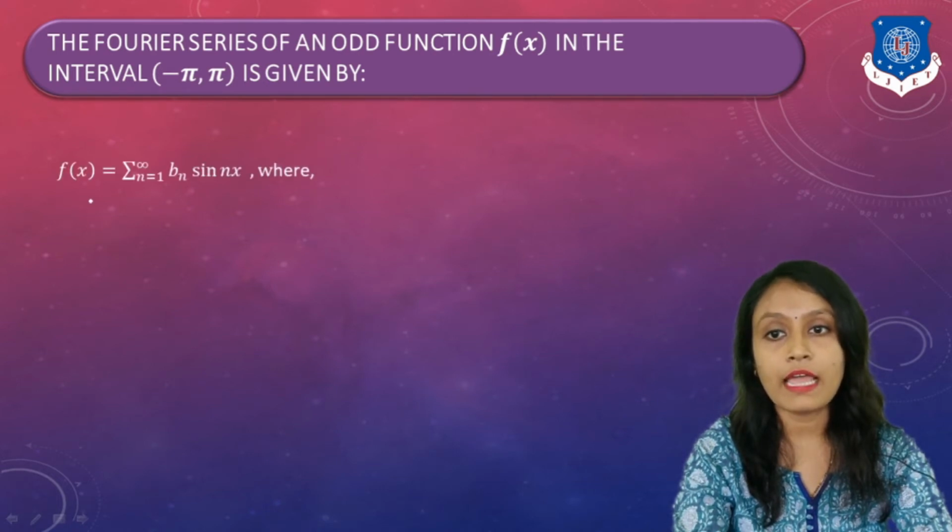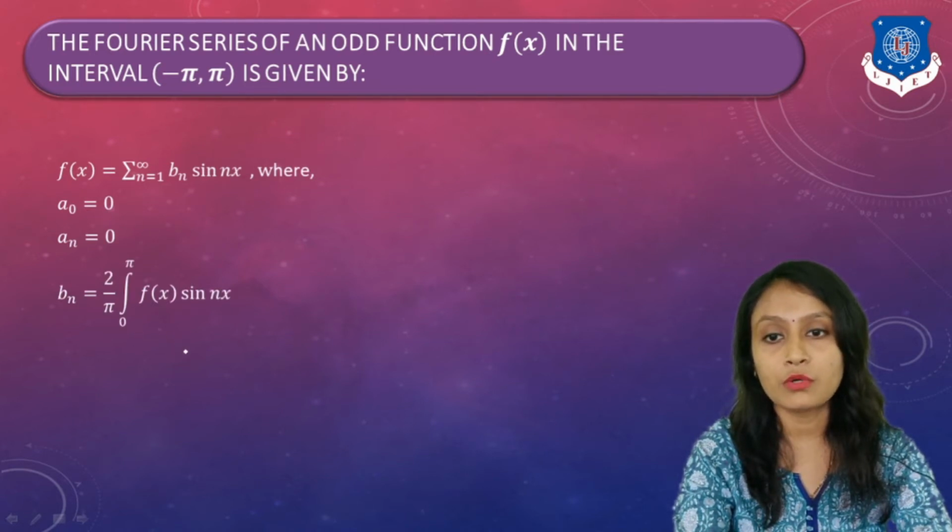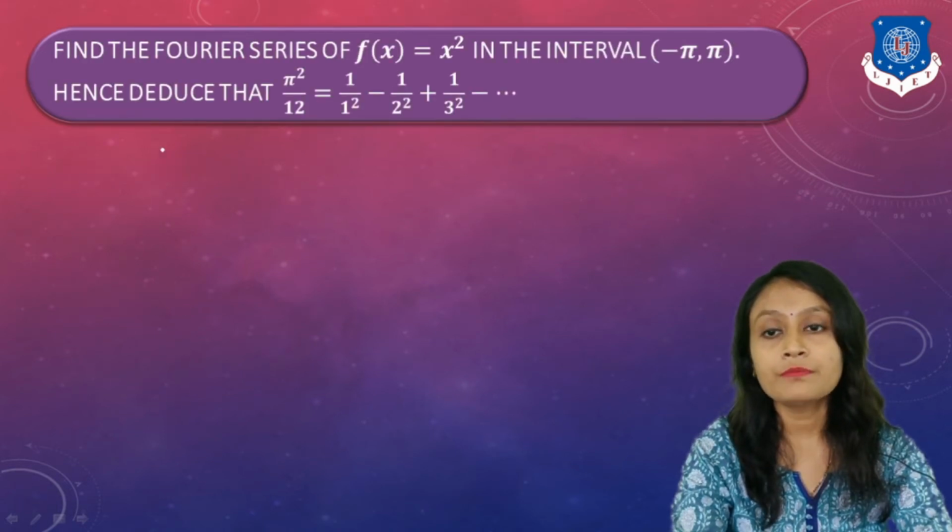Next one, the Fourier series of an odd function in the interval minus pi to pi is given by the formula f of x is equal to summation n from 1 to infinity bn sin nx, where a0 is equal to 0, an is also 0, and bn is equal to 2 upon pi integration 0 to pi f of x sin nx dx.